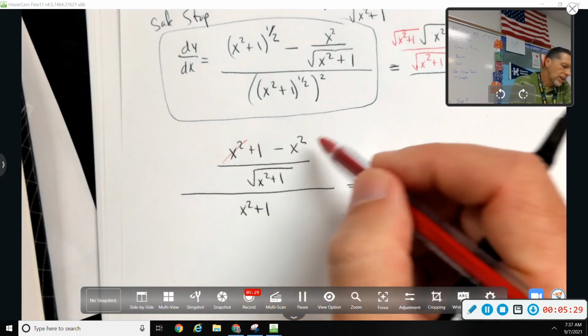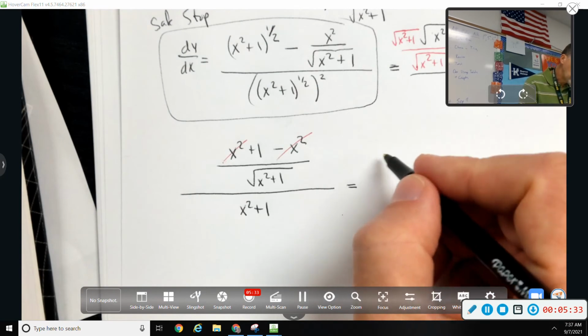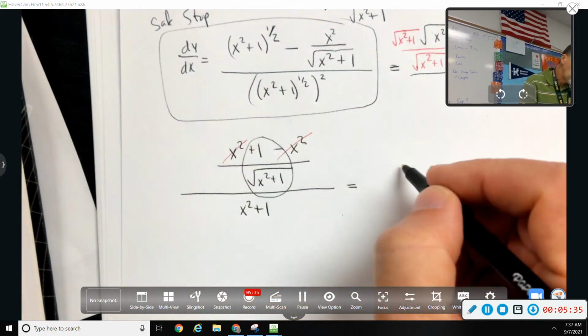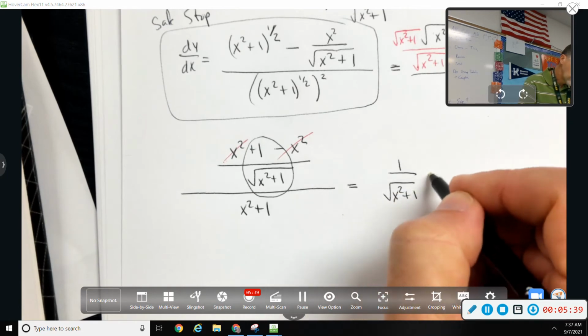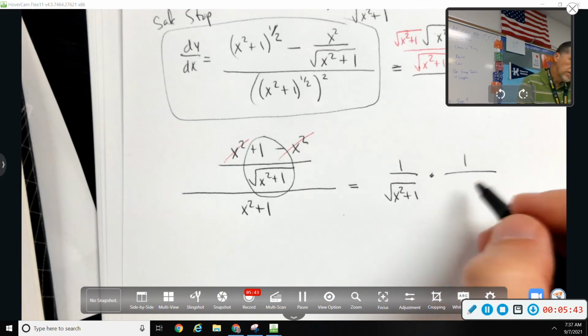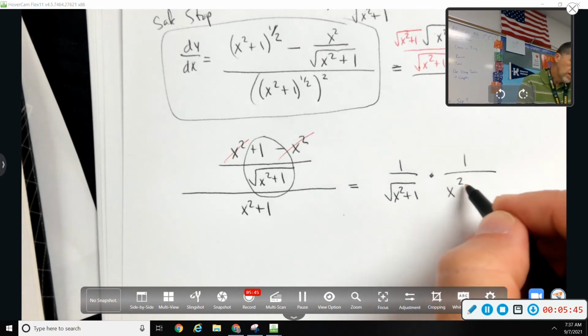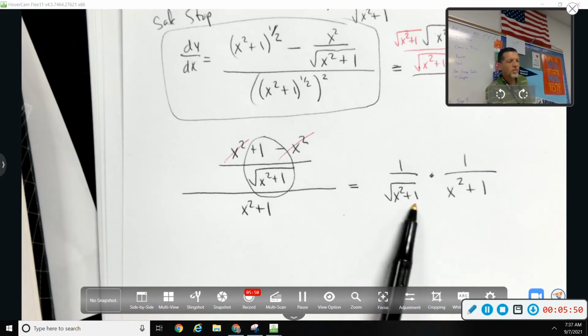X squareds cancel out. And then I'm going to keep it, change it, flip it. So there's the keep it part. Change it to multiplication. Flip the denominator. And then I guess some people would stop there.